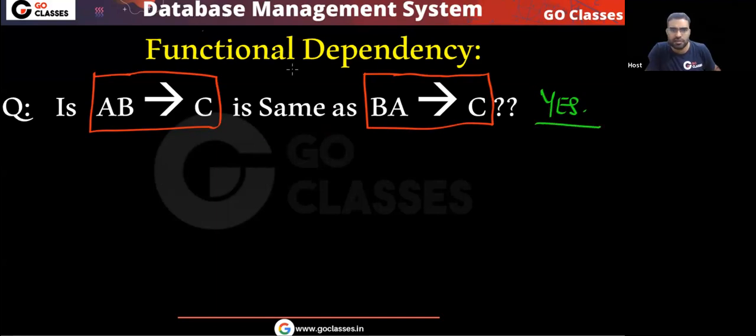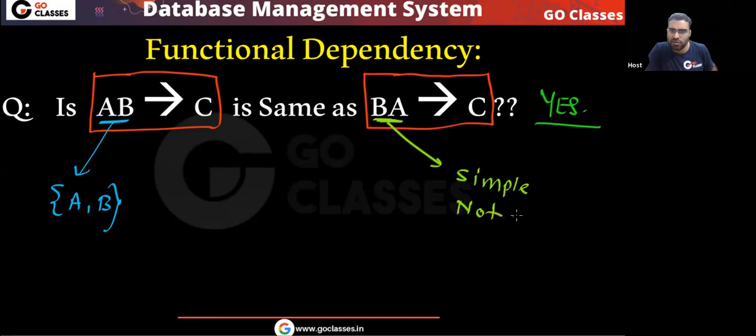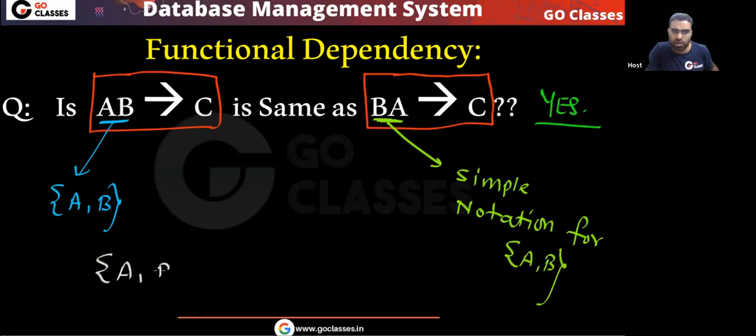The answer is yes. Because I told you that this AB is actually just a convenient notation for the set containing A and B. Is this clear? This is just a simple notation for the set containing A and B, and a set is an unordered collection. You already know that in a set, order does not matter.